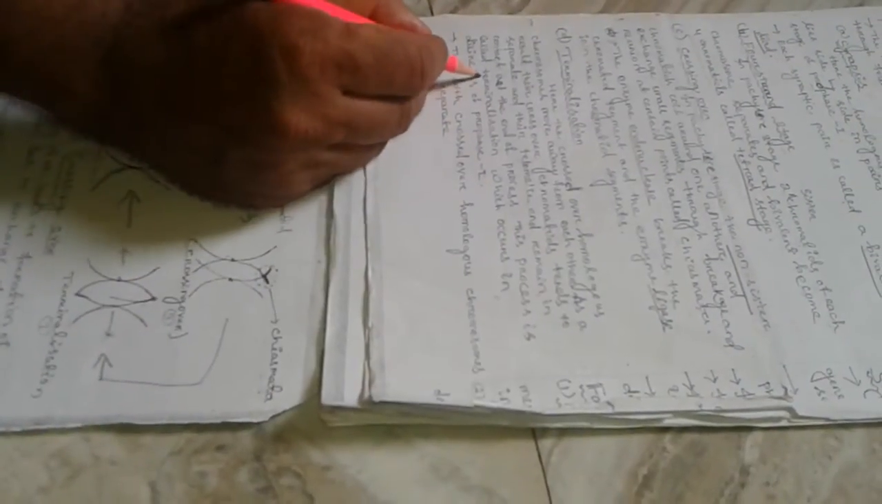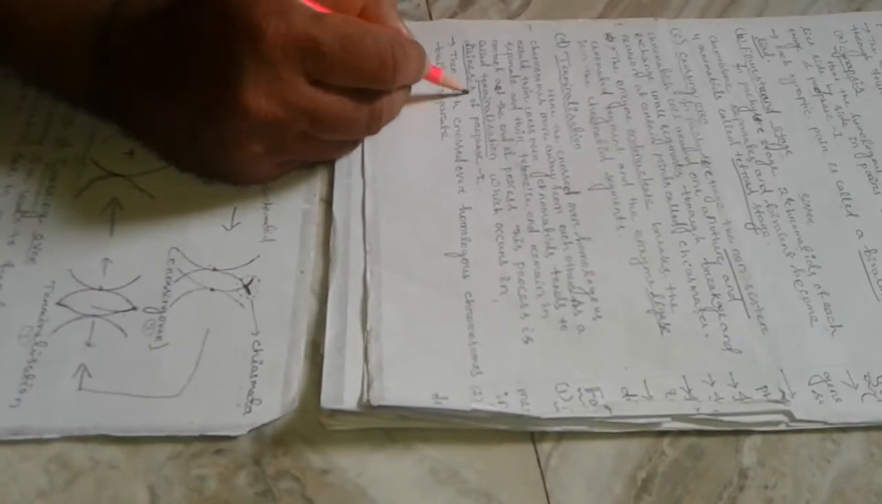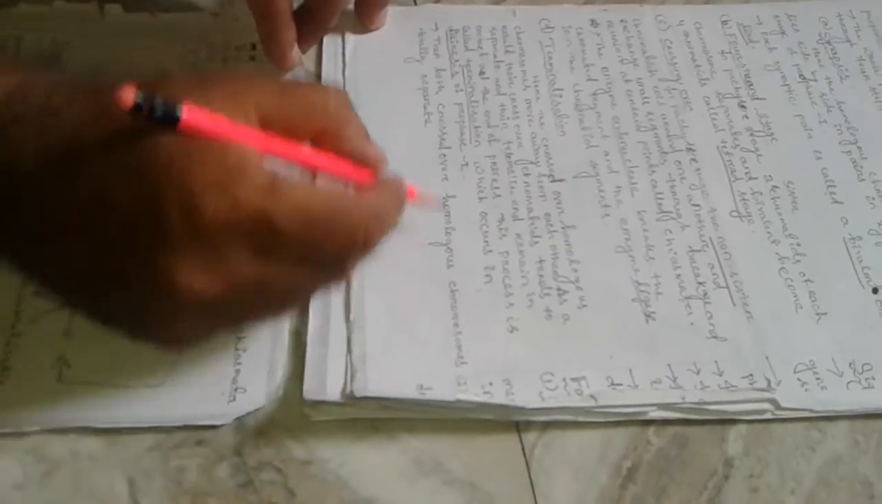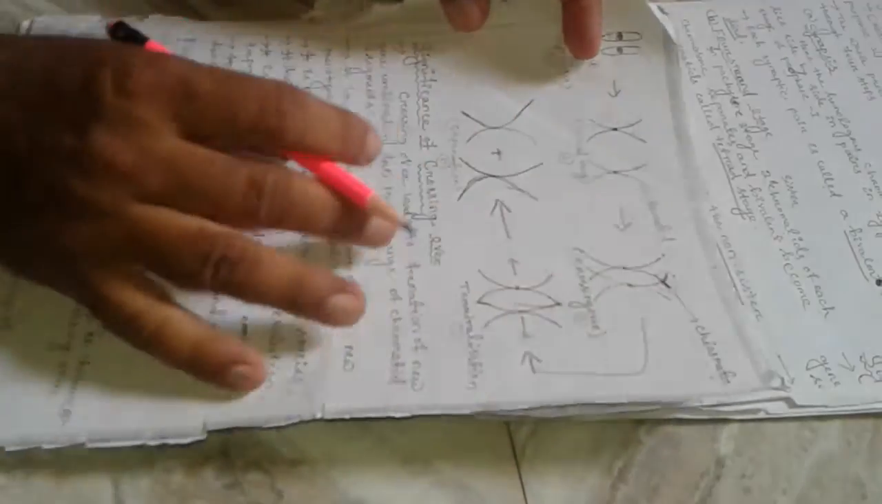This process is called terminalization, which occurs in diakinesis of prophase I. Then both crossed over homologous chromosomes totally separate. Now, significance of crossing over.